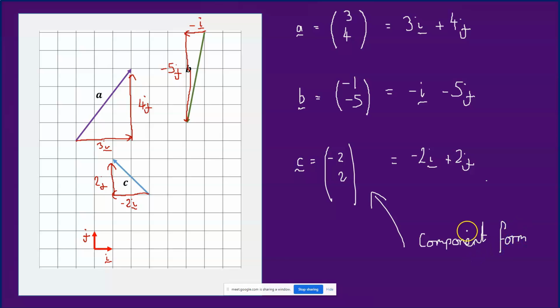Because if you have a look at it, a component means part of, and the vector is in two parts.